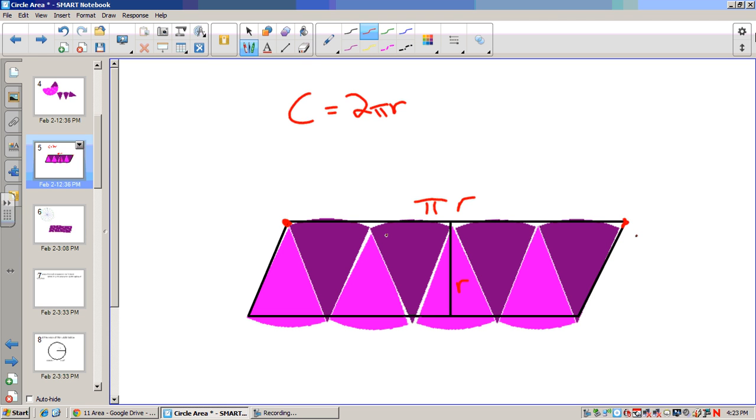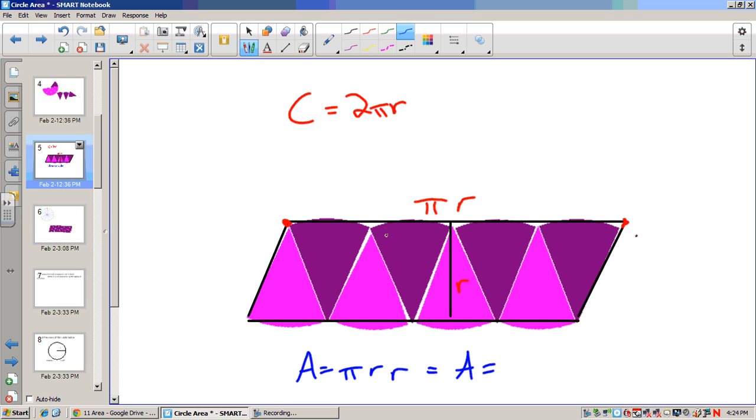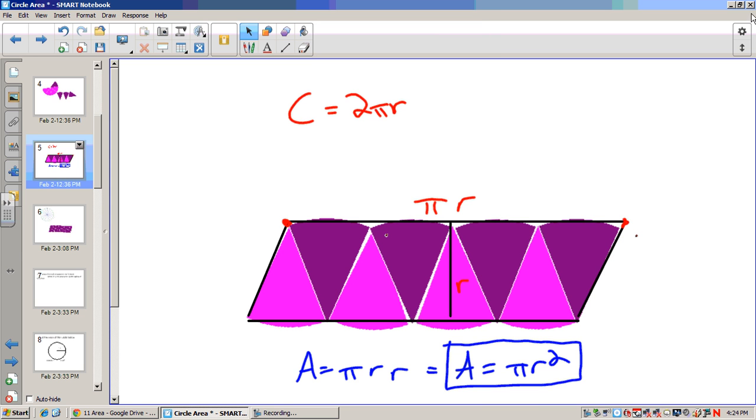Now, if I wanted to find the area of this parallelogram, what I would do is take my base, which is pi r, multiply it by my height, which is r. So r times r would be r squared. So area would equal pi r squared. And this here is the formula for the area of a circle.